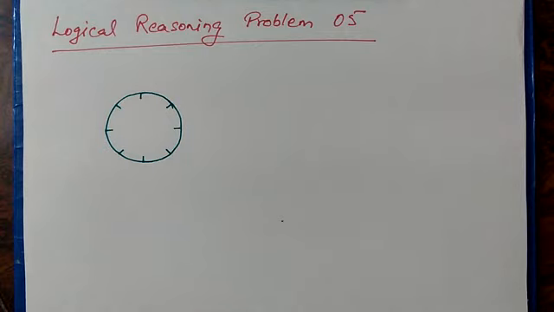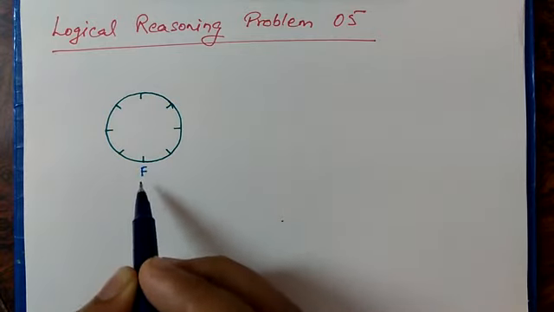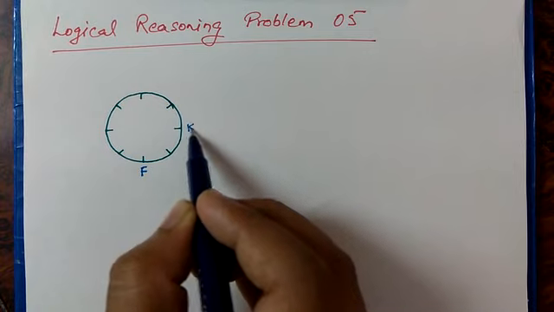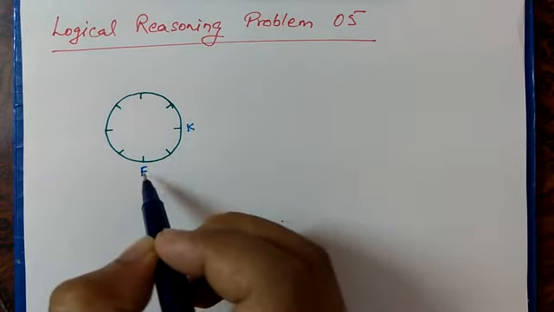Our first condition is F is sitting second to the left of K. So let's give F arbitrarily this position. So automatically you have to put K over here. Then only F will be at second place from the left side of K.